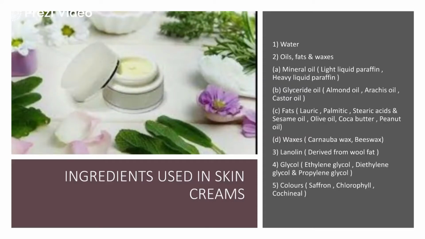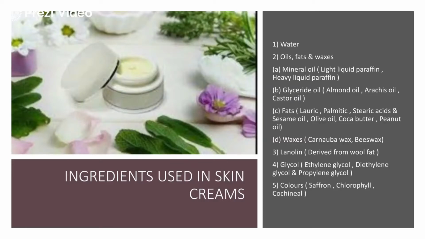Then other substances are glycols: ethylene glycol, diethylene glycol, and propylene glycol. They basically act as humectants. Then you must have seen that different creams are of different colors. These colors are imparted to them by using some natural or synthetic colors.